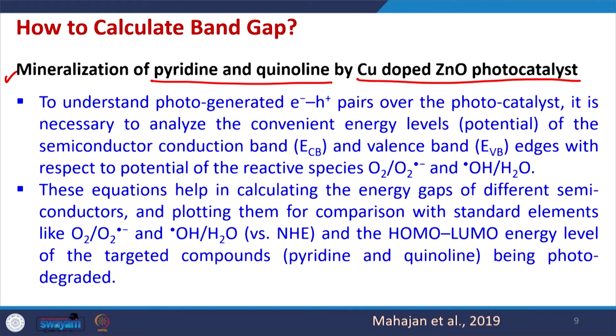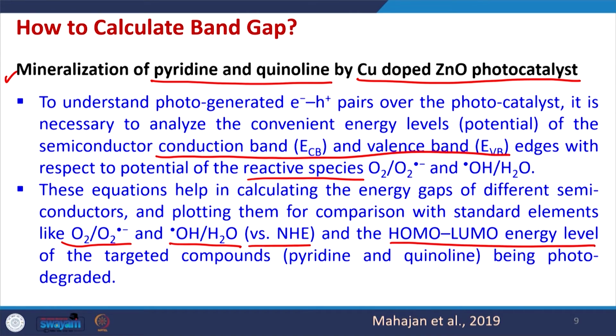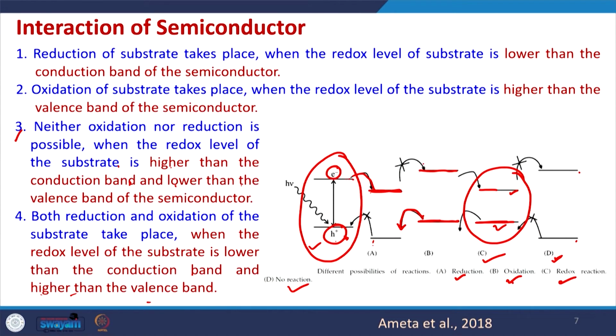To understand photo generated electron hole pairs over the photocatalyst, it is necessary to analyze the convenient energy levels or potentials of the semiconductor, that is, in between conduction band and the valency band edges, with respect to potential of the reactive species. So, with respect to reactive species, what is the potential, and also we have to know their levels, the valency band and conduction band. So, these equations help in calculating the energy gaps of different semiconductors, plotting them for comparison with standard elements like NHE, and then we can know. Similarly, we can calculate the HOMO-LUMO energy levels of targeted compounds like pyridine, quinoline, etcetera. So, we can understand whether this interaction is possible or not, the way it is shown here in this slide.